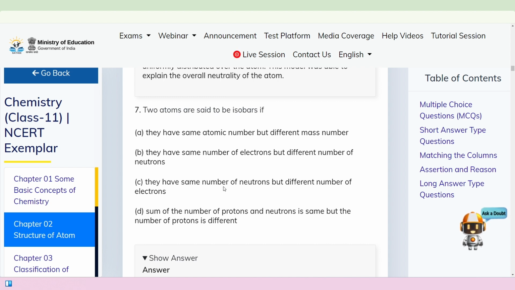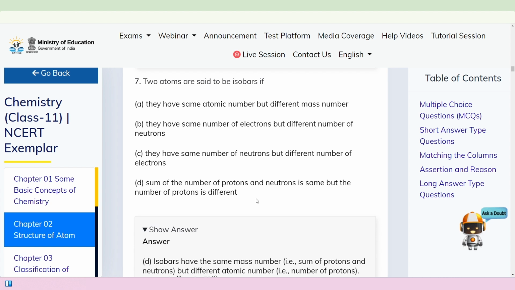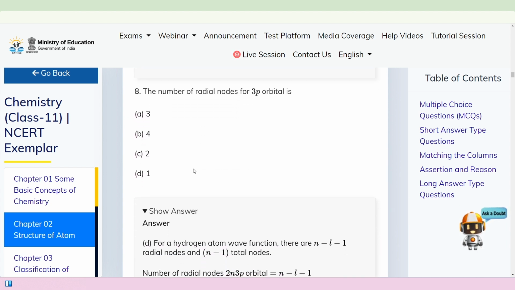Next is the same number of neutrons but different number of electrons. So this is incorrect. Okay, the electrons will be different means protons will be different, but neutrons are the same, so I think this can also be a different case, because mass number will change. Yeah, this is also incorrect. Sum of the protons and neutrons is same. So this is correct. Okay, because if neutrons are same but protons are different, the mass number will of course be different. So sum of protons and neutrons will be same, but the number of protons is different. So D is the correct option.